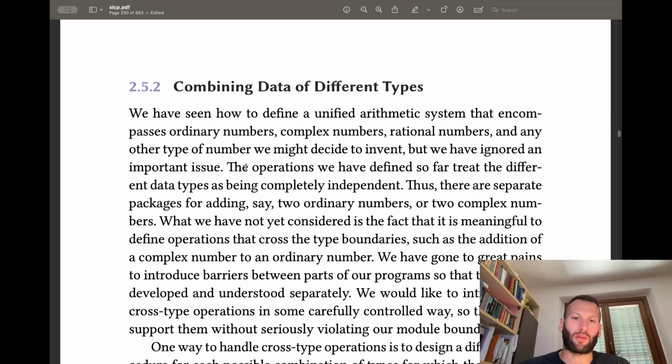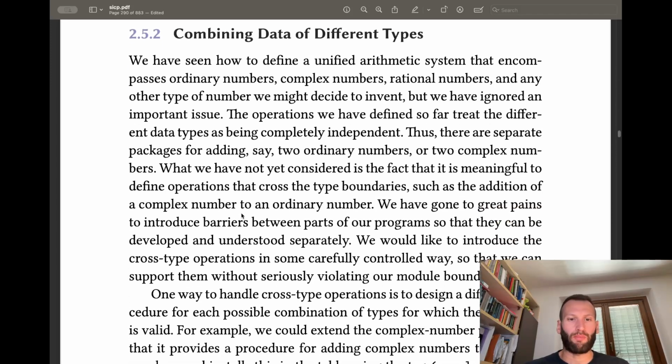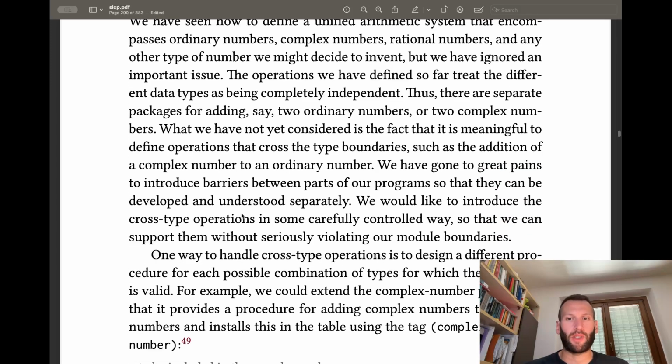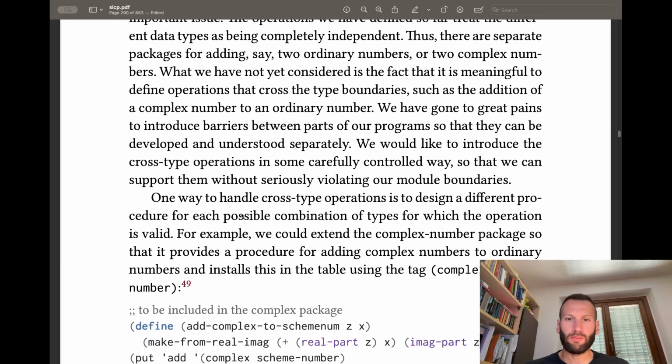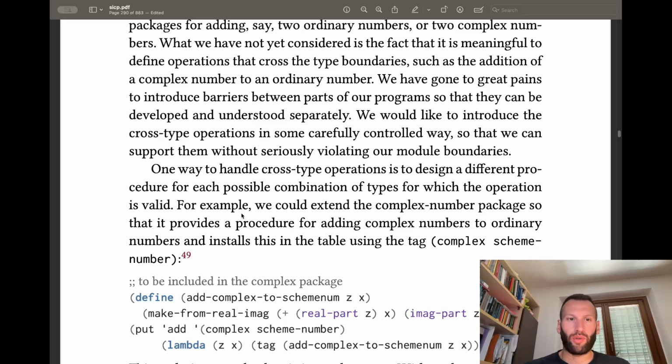What we have not yet considered is the fact that it is meaningful to define operations that cross the type boundaries, such as the addition of a complex number to an ordinary number. We have gone to great pains to introduce barriers between parts of our programs so that they can be developed and understood separately. We would like to introduce the cross-type operations in some carefully controlled way so that we can support them without seriously violating our module boundaries.